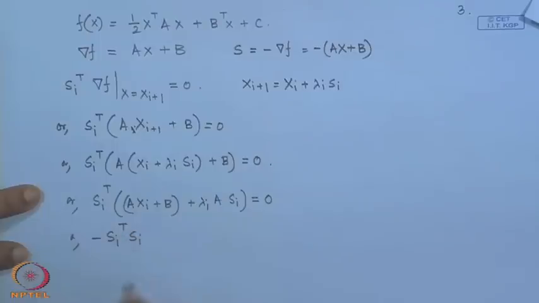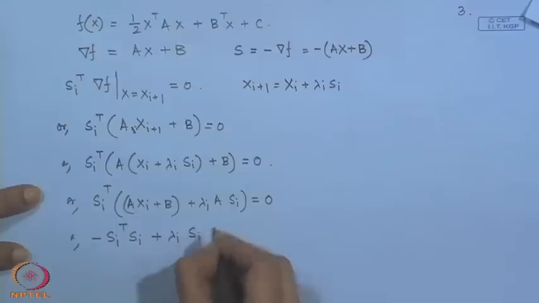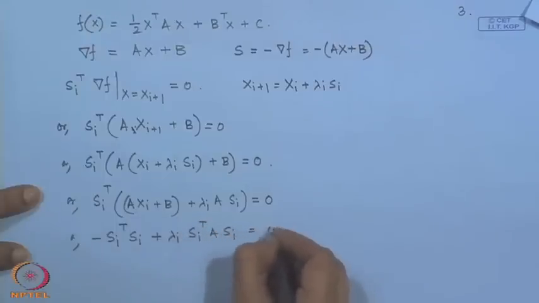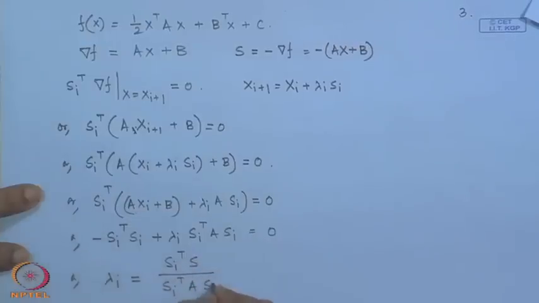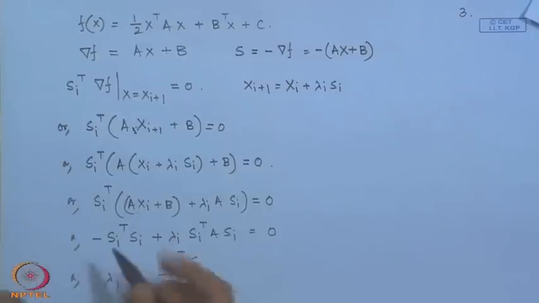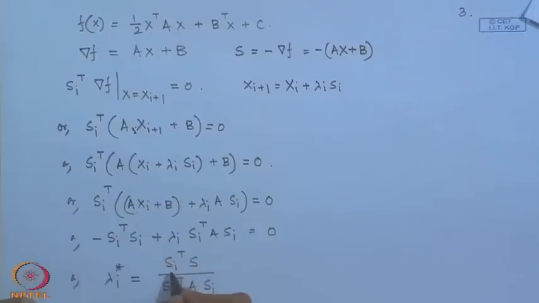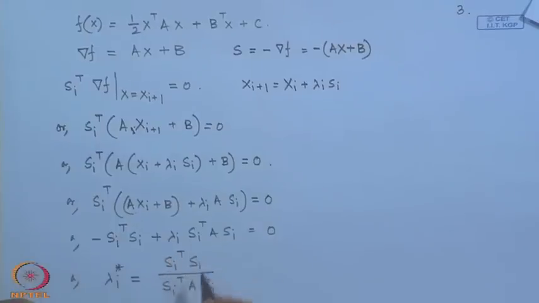That is why we can put it in this way, plus lambda, which is a constant, times s_i^T A s_i, equal to 0. And what do we get from here? We get lambda_i is equal to s_i^T s_i divided by s_i^T A s_i. That is why what we are getting here is the optimal value of lambda if we consider the negative gradient direction at point x_i, that is my s_i.